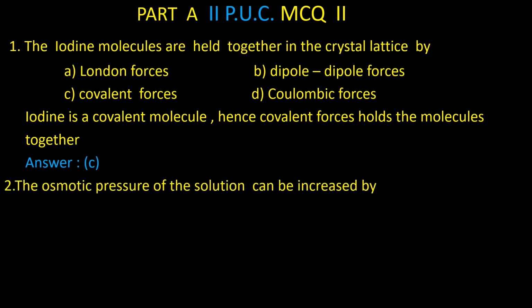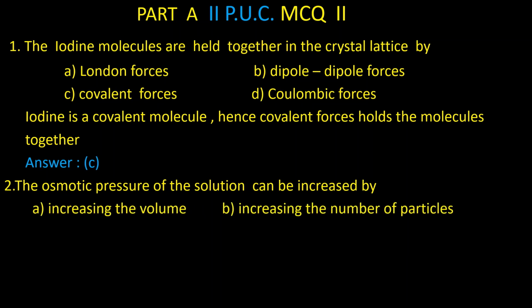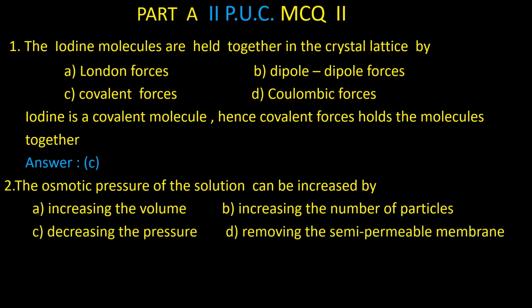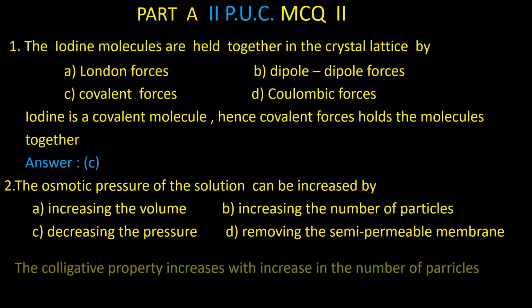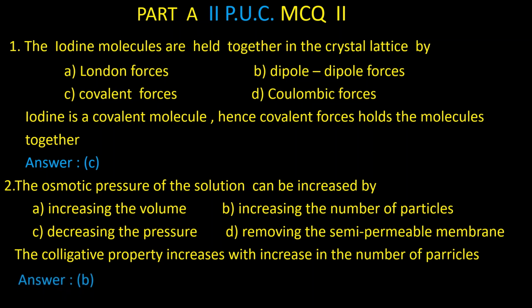Now let us take question number 2. The osmotic pressure of the solution can be increased by A. Increasing the volume, B. Increasing the number of particles, C. Decreasing the pressure, D. Removing the semi-permeable membrane. Dear friends, osmotic pressure is a colligative property that depends upon the number of the particles. Therefore, when the number of particles is increased, the osmotic pressure of solution will also increase. Therefore, the correct option is the second option, that is B.